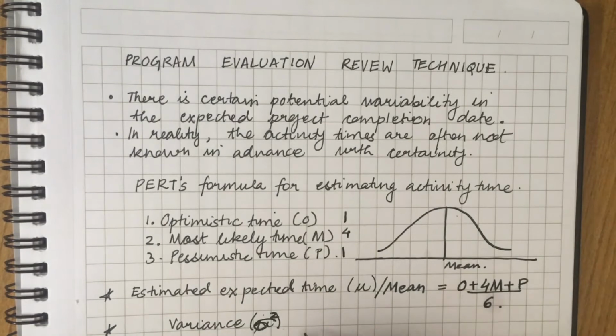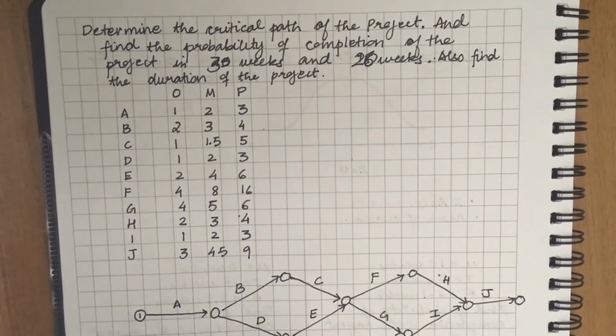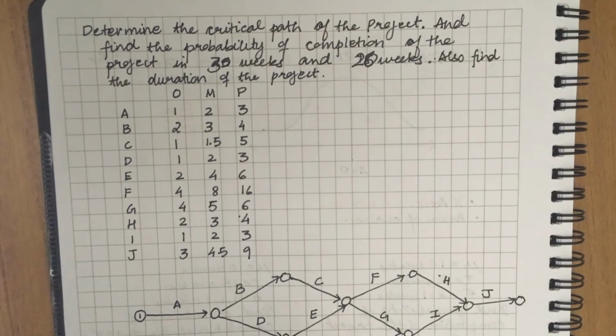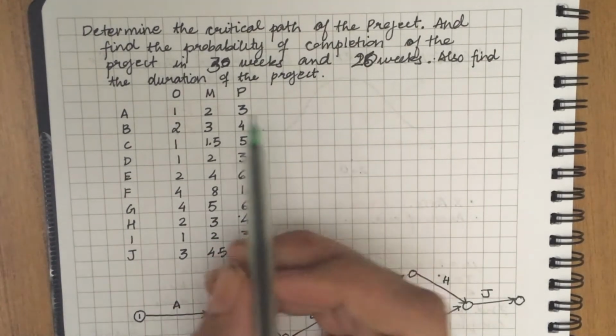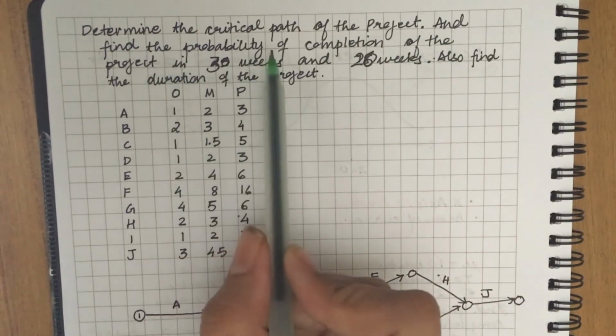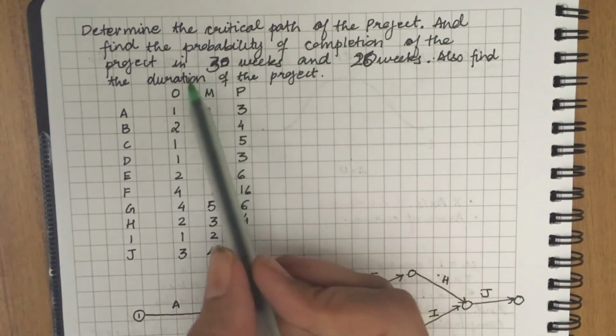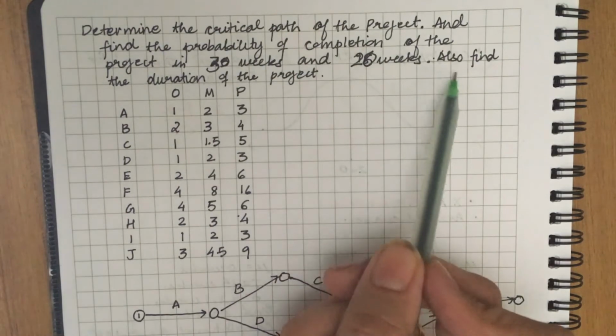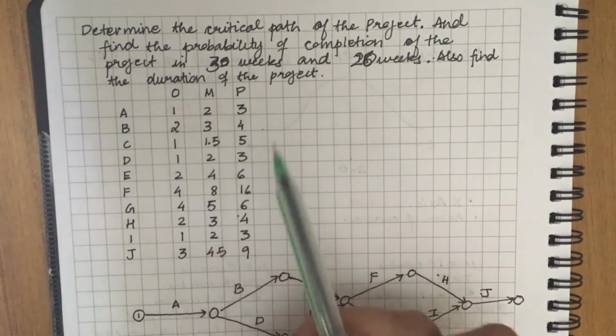The formula for variance is (P minus O divided by 6) whole square. And now we will solve an example for PERT. The question is, determine the critical path of the project and find the probability of completion of the project in 30 weeks and 20 weeks. Also find the duration of the project.